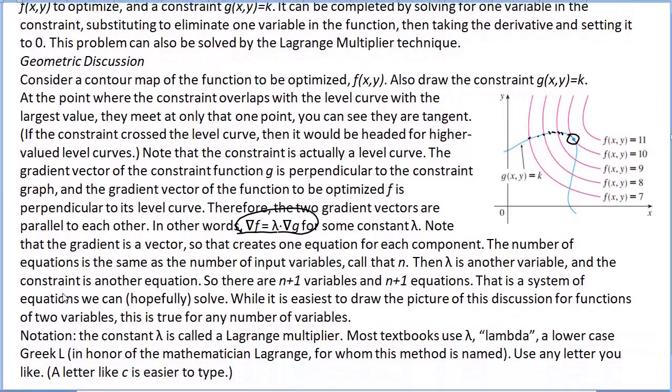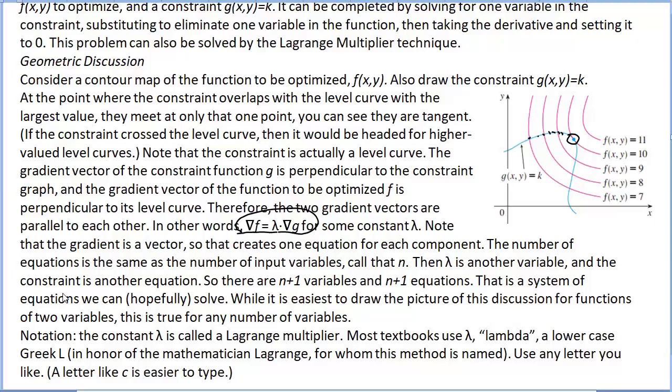So one comment about the notation. That constant is called the Lagrange multiplier. Most textbooks use this lambda, and the reason for that is that this technique is credited to the mathematician Lagrange. When I'm typing, the lambda is a little bit of a challenge, so I'll sometimes use C for the constant. Okay, so that is the key equation for this technique.